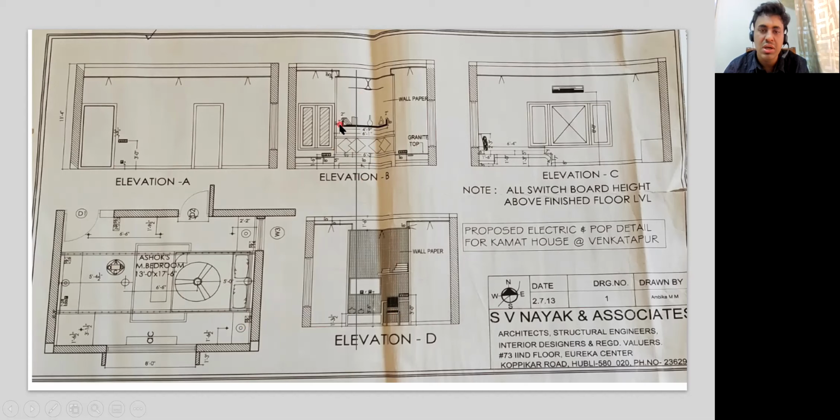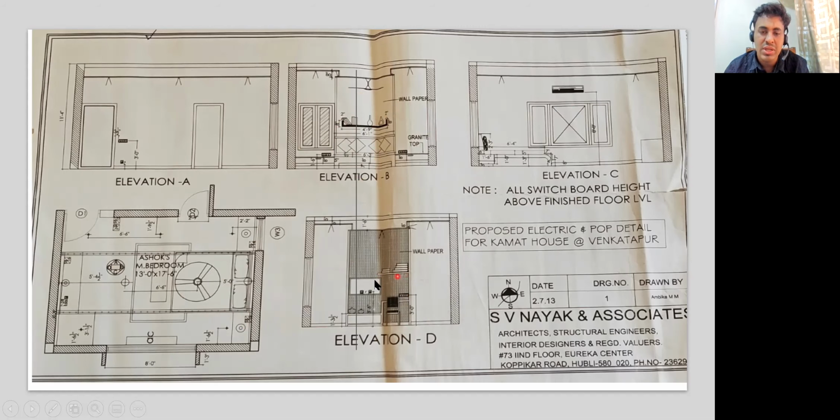Then you can see there is a small rack put up here. You have a window here, and they have put up a wallpaper here. Similarly, this is elevation C, and this is elevation D. Now we'll try to concentrate on elevation D. See, you have a kind of study table here.